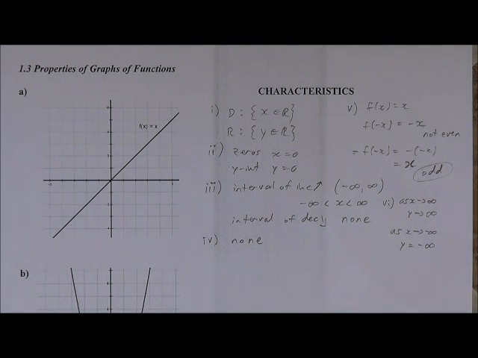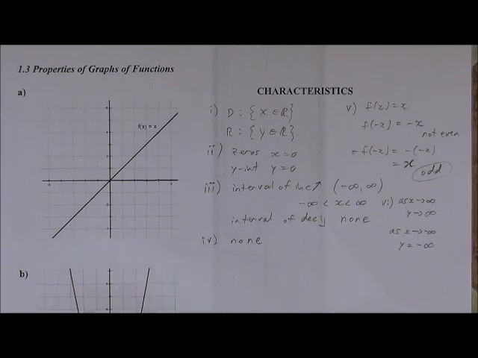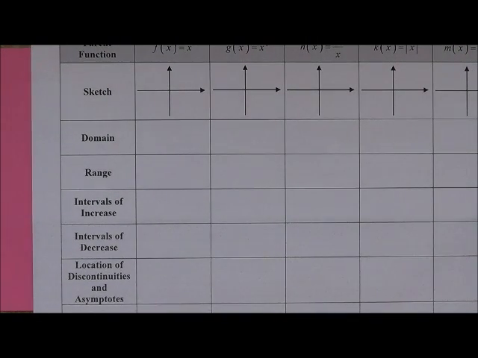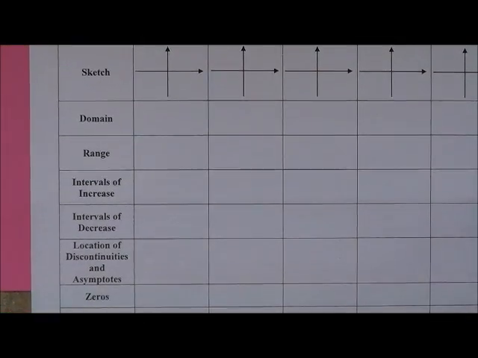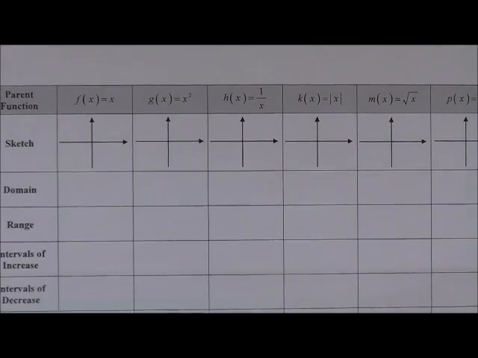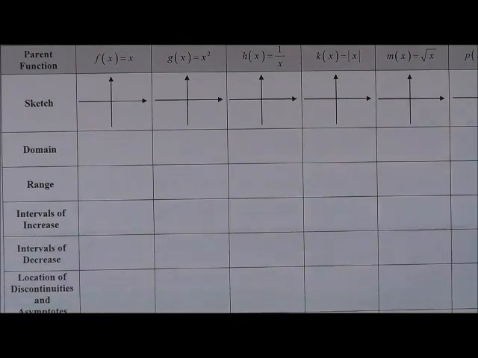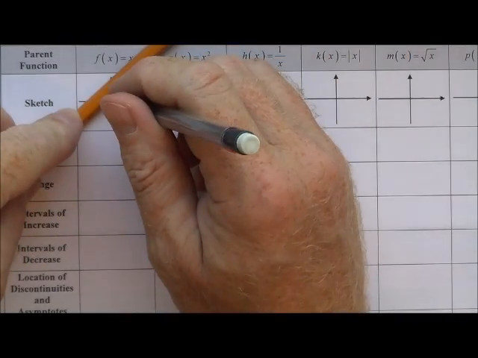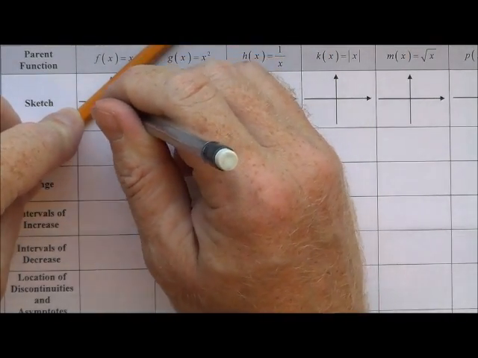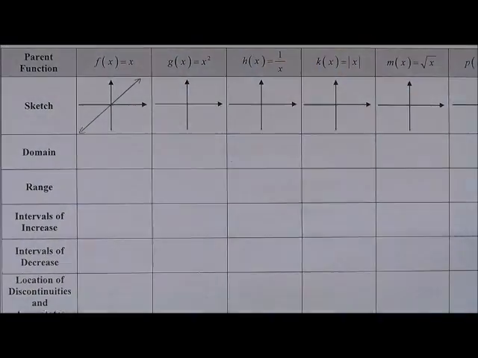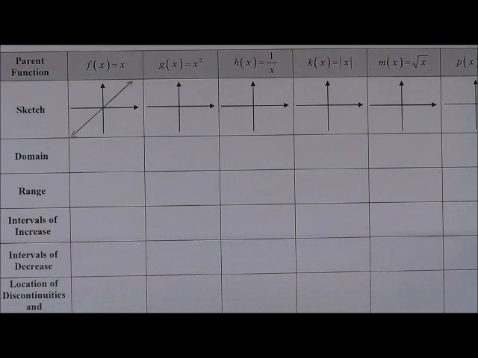Now what I'd like to do now is transfer that information onto this table. If we start with y equals x, and this is roughly y equals x, of course it goes on forever in both directions, hence the arrowheads on both ends.